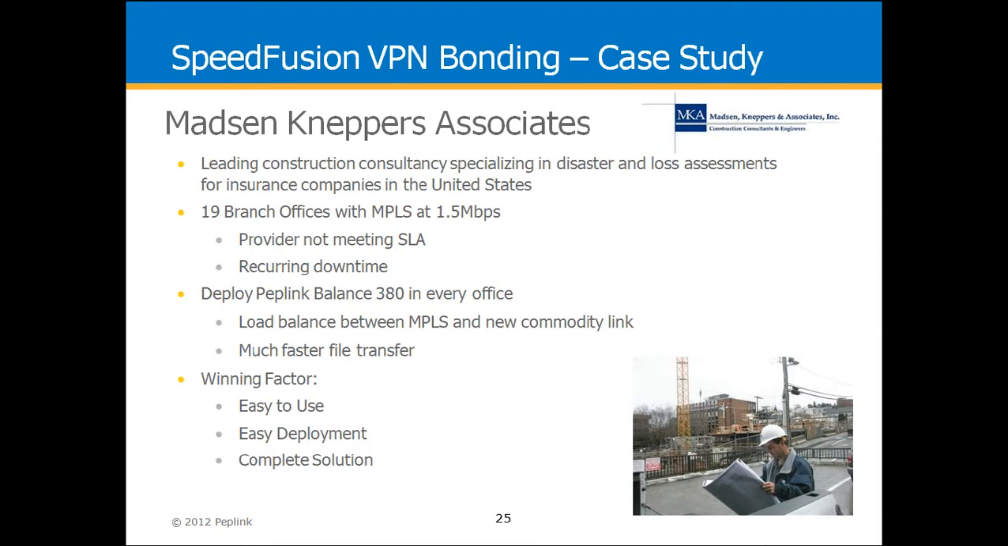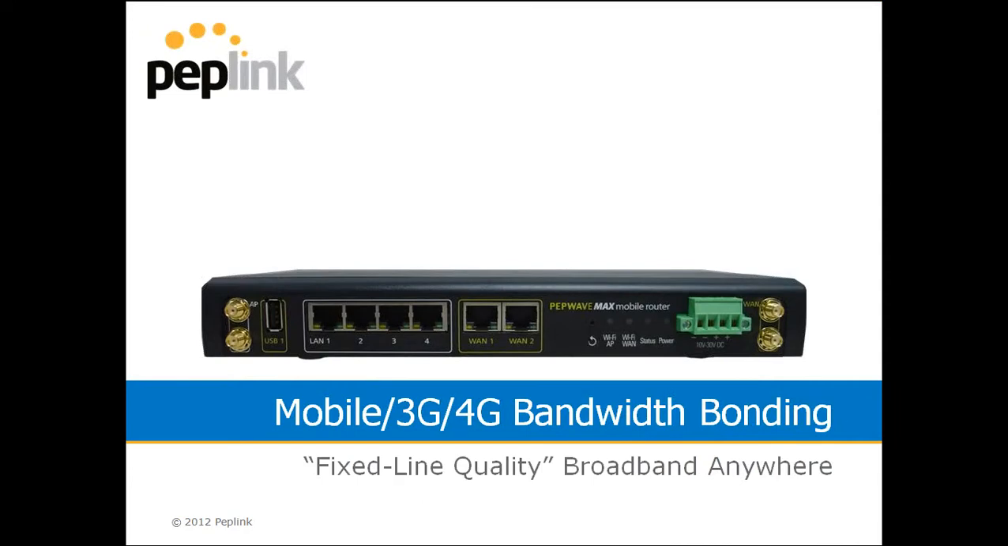They deployed a Peplink Balance 380 at every office, and now they load balance between the existing MPLS and the new commodity link. In some cases DSL, some cases cable, some cases even a 3G, 4G connection. They're able to achieve much faster file transfers and, again, an unbreakable VPN. Winning factors: easy to use, easy to deploy, and the complete solution.